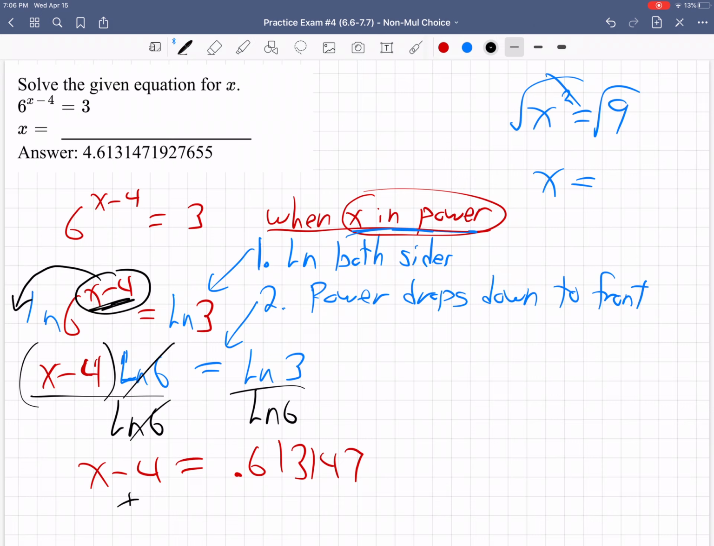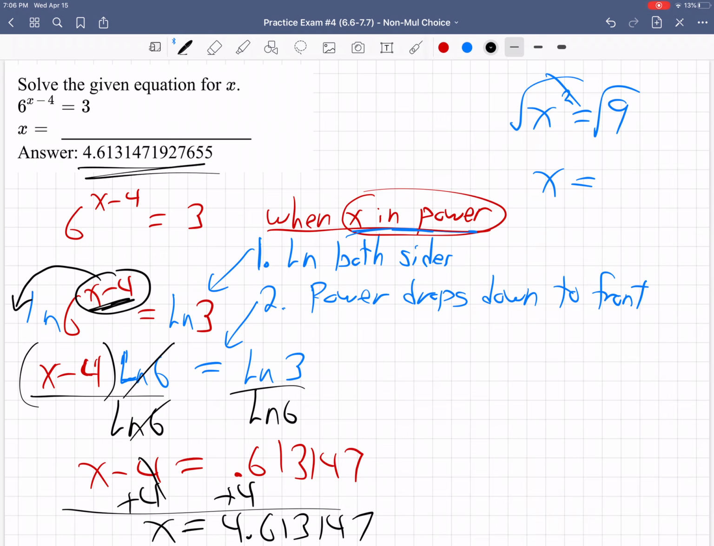So now last step, add 4 to both sides, cancels out, x equals 4.613147, as the answer says right there.